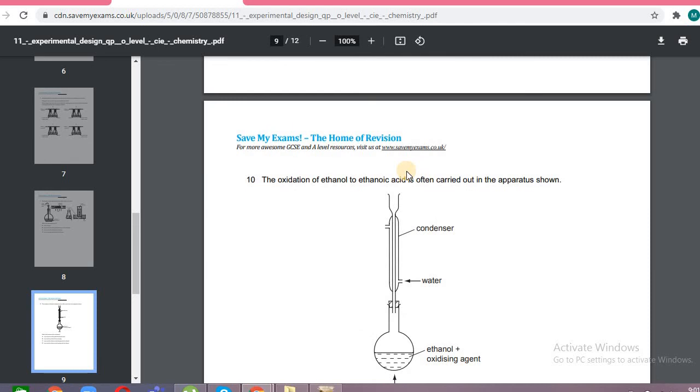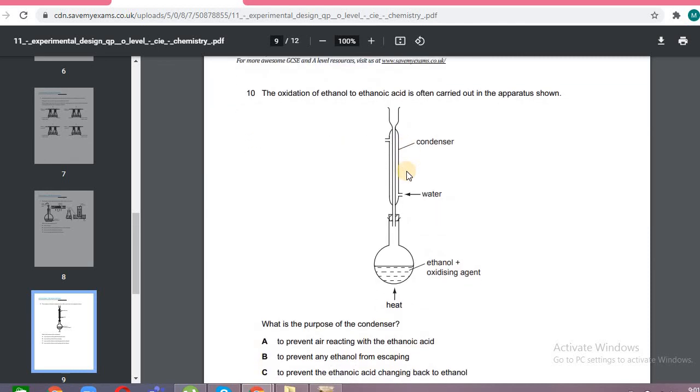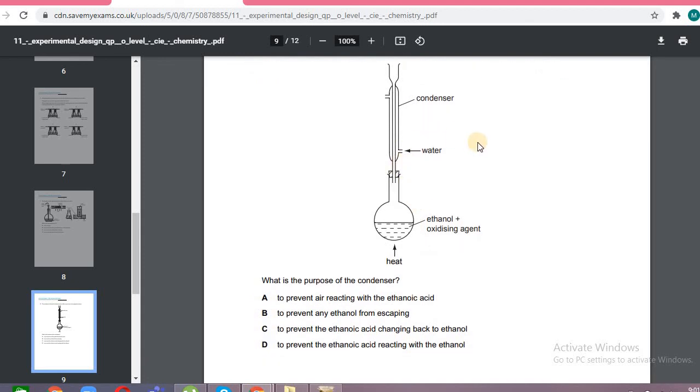In question number 10, the oxidation of ethanol to ethanoic acid is being done by setting up the apparatus. So they are asking us the purpose of the condenser. We know that a condenser is used to condense the vapors back into liquid. So using this information, bravo is the correct answer because it says to prevent any ethanol from escaping. So just looking at the use of a condenser, we can reach the correct answer that the purpose of the condenser is to prevent any ethanol from escaping.